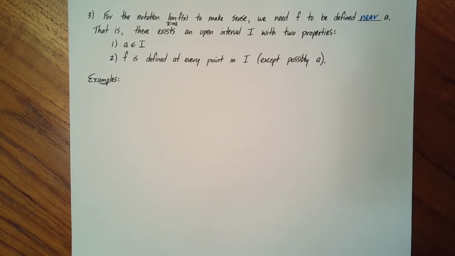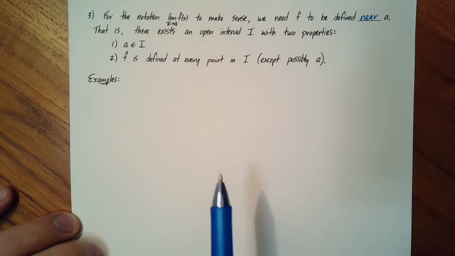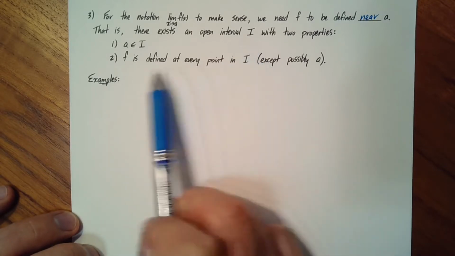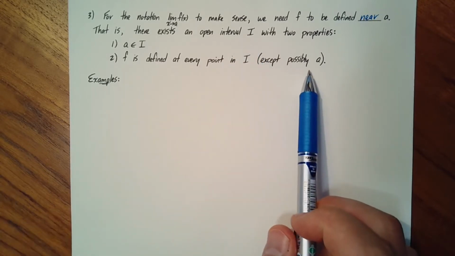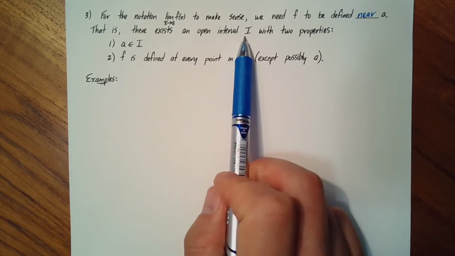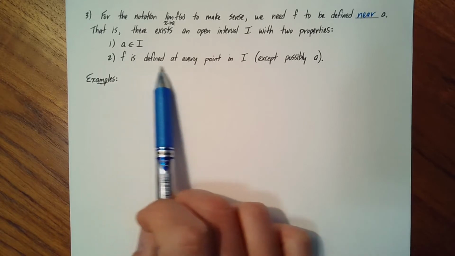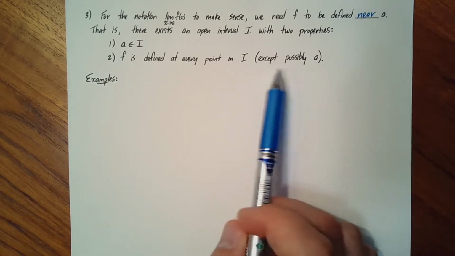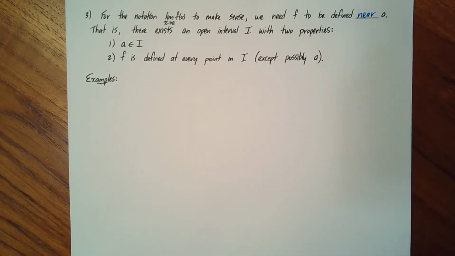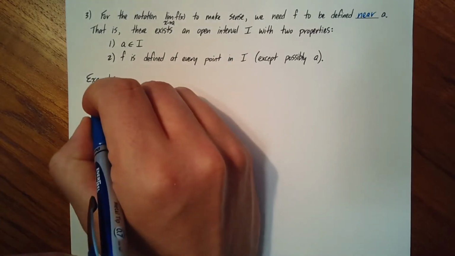Okay, so let's look at an example of this. Before we do that, let me add one more thing, and I want to be clear. It's not that every open interval containing a is going to satisfy this property. It just means that you have to be able to find some open interval I, which contains the point a and satisfies the property that f is defined at every point in that interval, except possibly at a itself. Okay, so let's do an example.